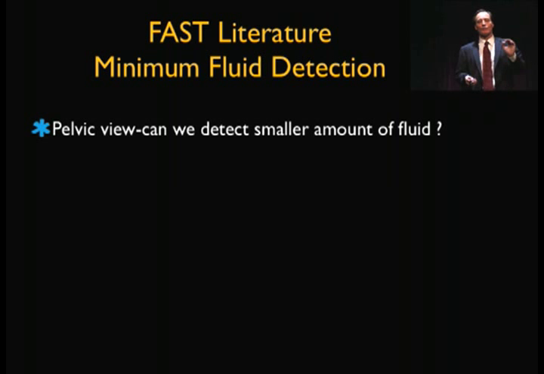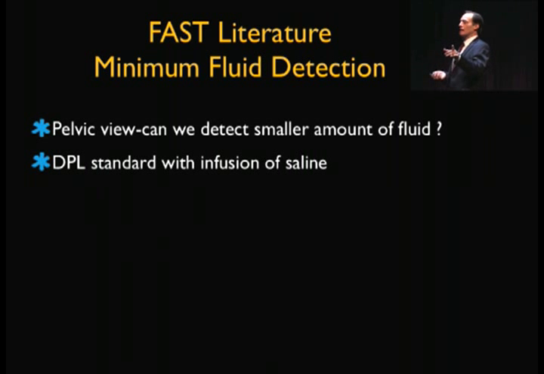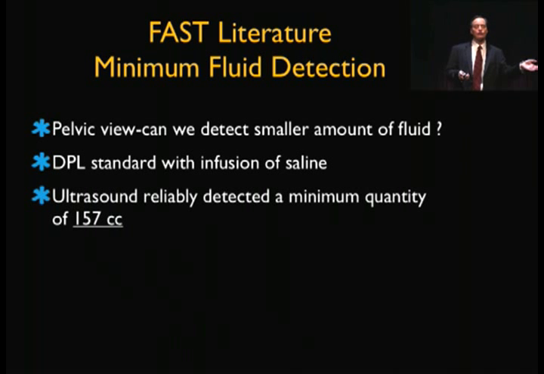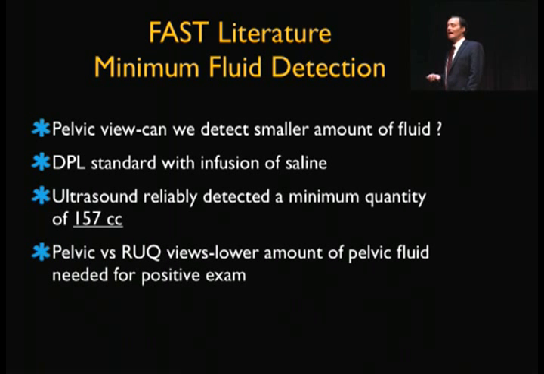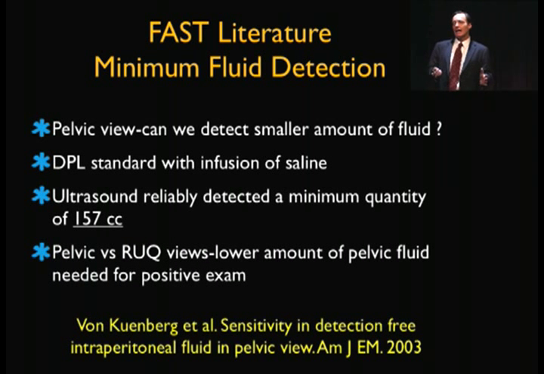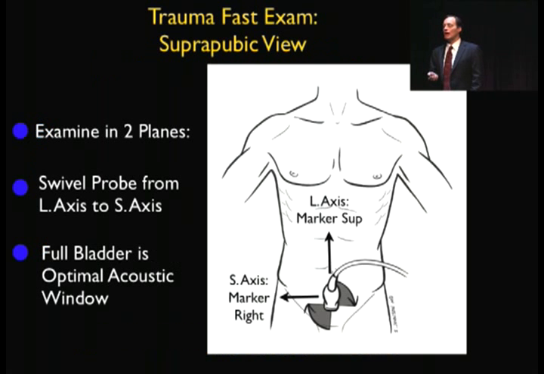So we mentioned that maybe we can do better in terms of that 619 cc's of fluid that takes a positive right upper quadrant. Maybe we can do better in the pelvis. So, similar study, DPL catheters going in, aliquots of fluid by medical students. Interestingly enough, 157 cc's of fluid was all it took to make a positive pelvic view. So much less than the right upper quadrant. Again, making us think maybe we really should be looking at that pelvis a little bit closer than we have been in the past, and not so much emphasis on the right upper quadrant. So just the pelvic view, potentially lower amount of free fluid.